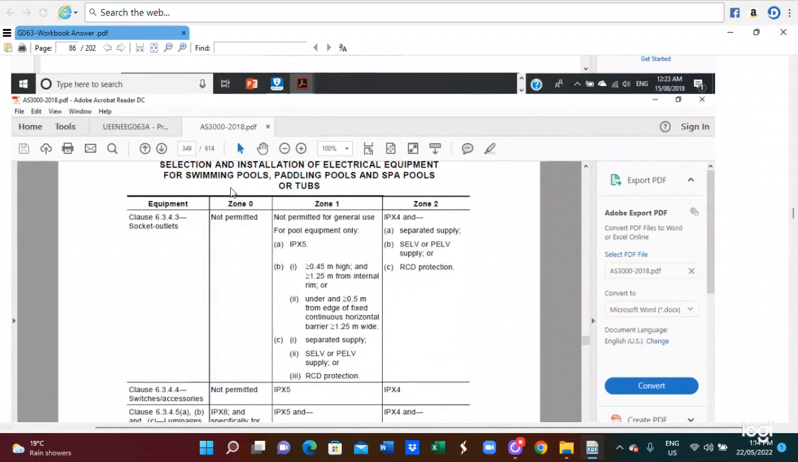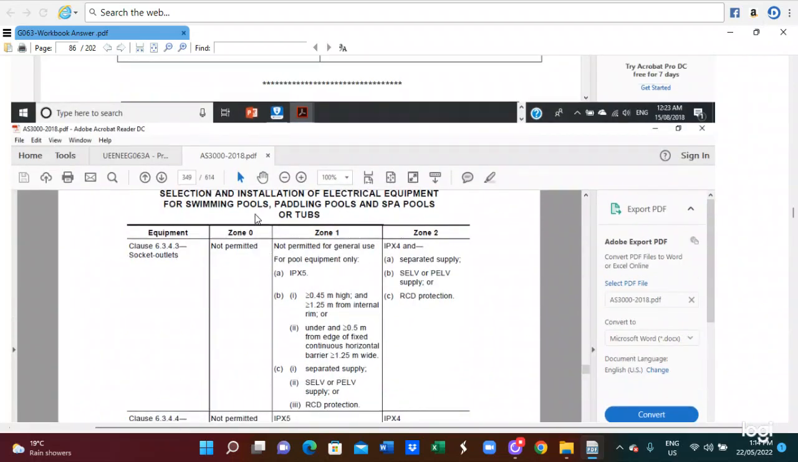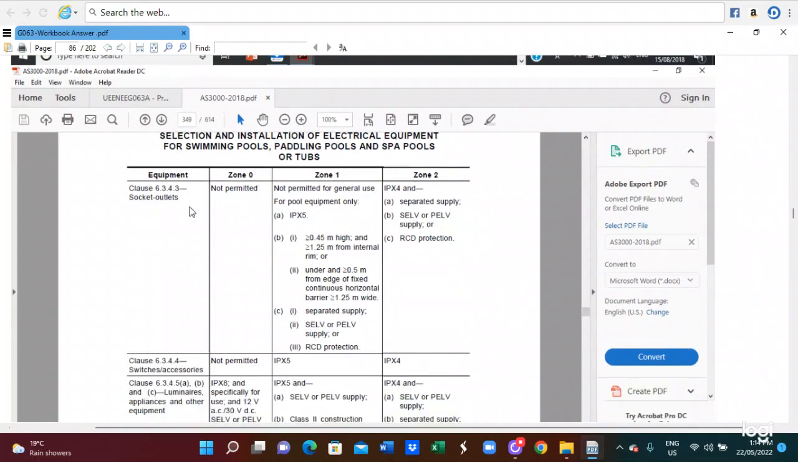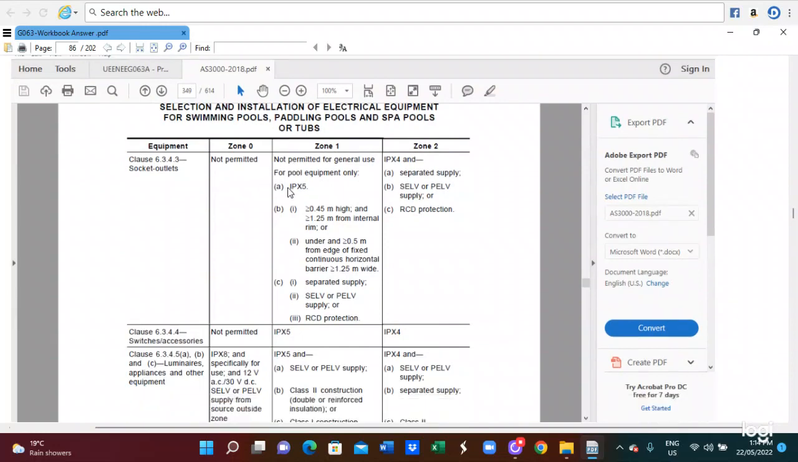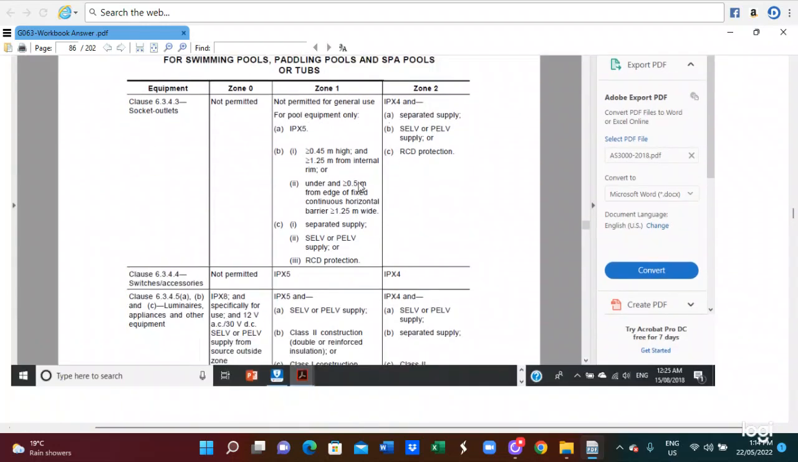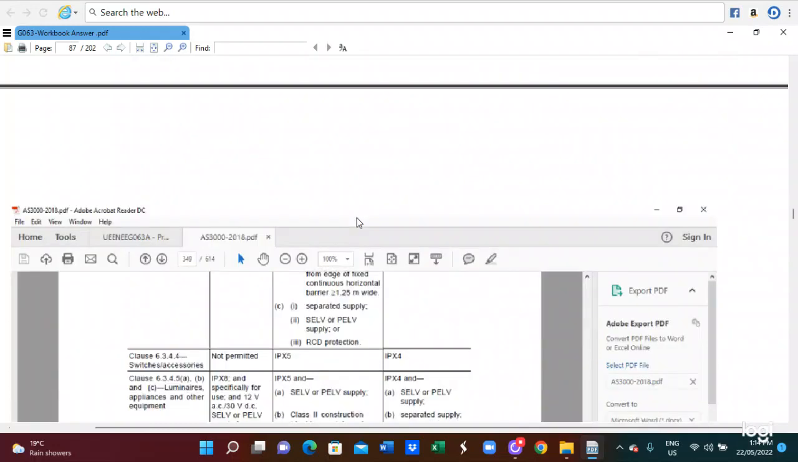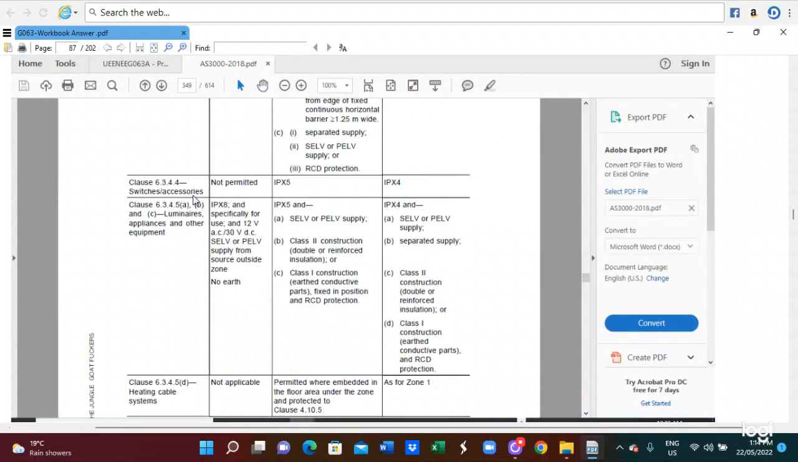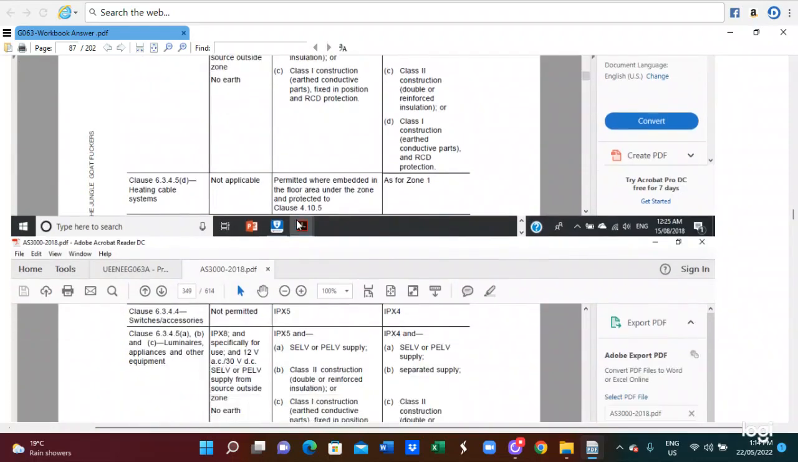So we have to follow this selection and installation of electrical equipment for the swimming pool. The swimming pool has zone 1, zone 2, zone 3, and the kind of electrical equipment utilization. Swimming pools are covered, so we have to use this table.